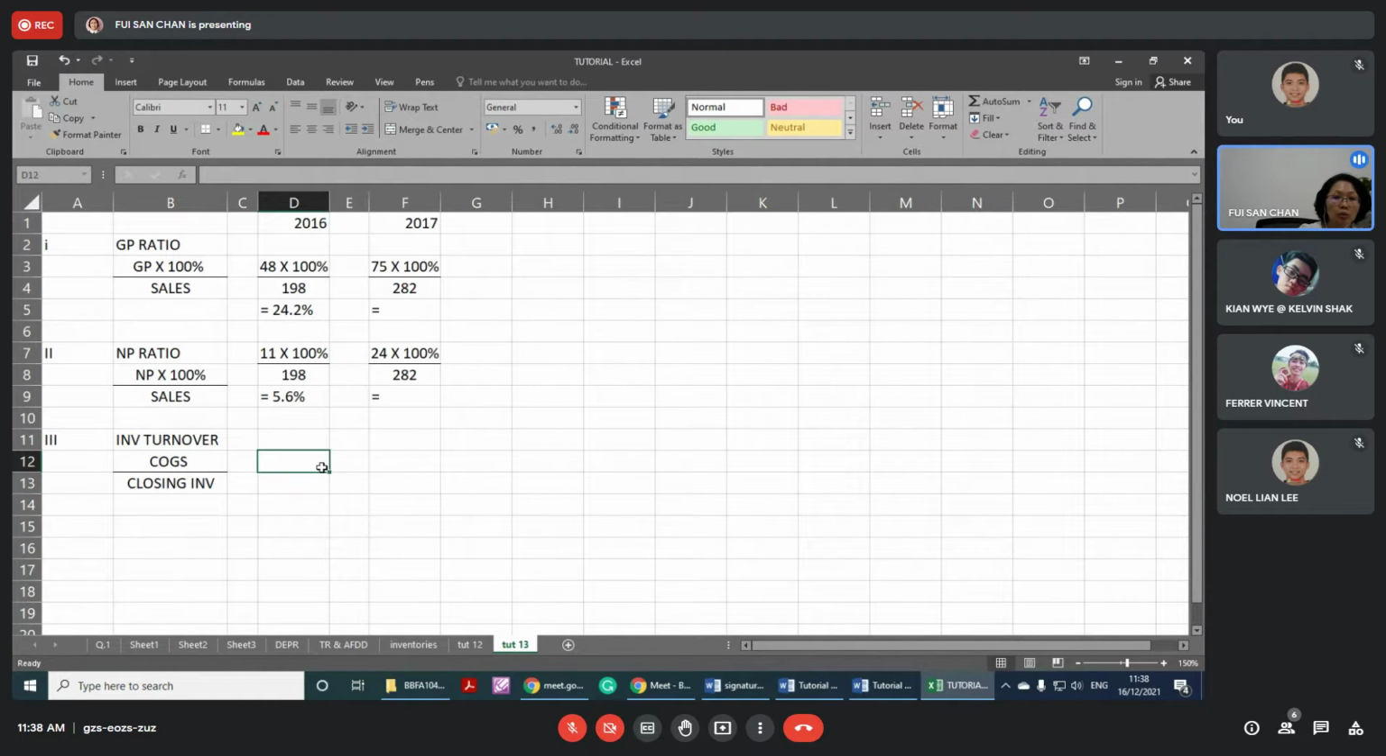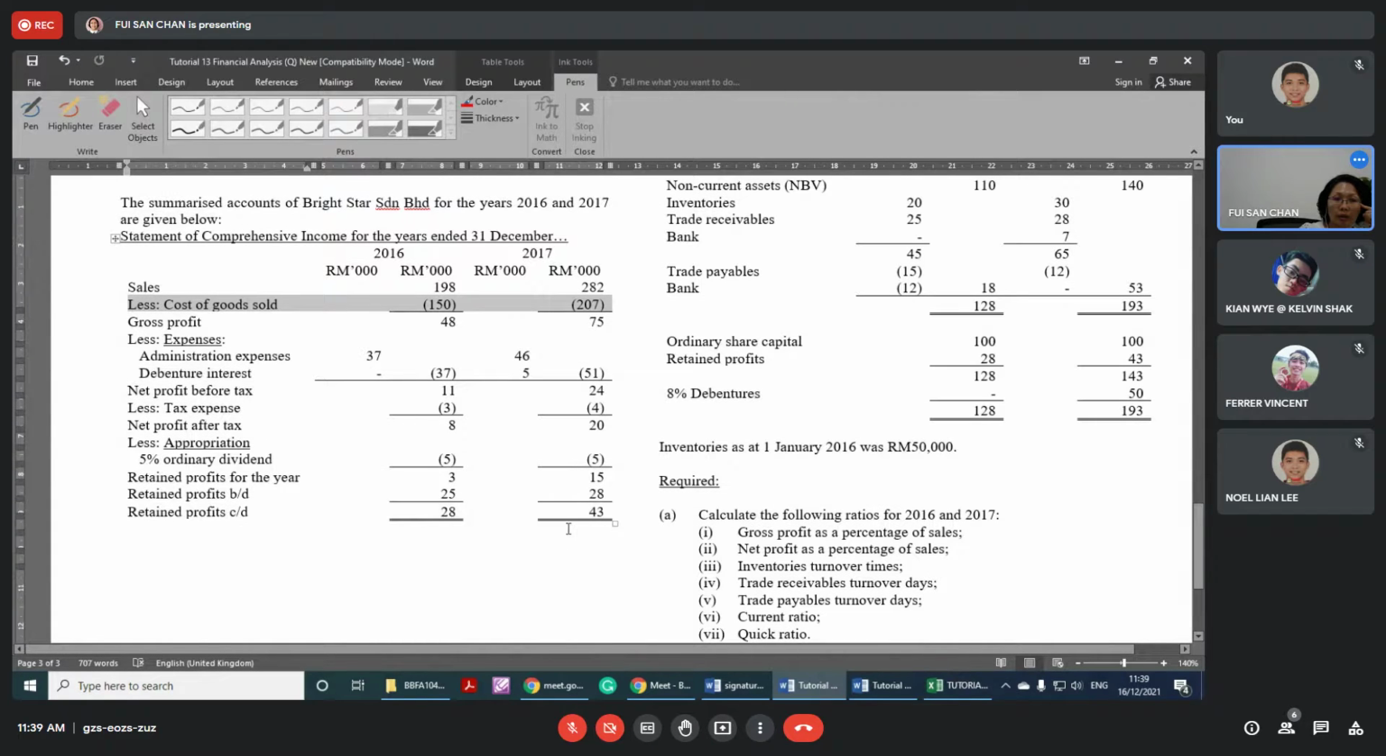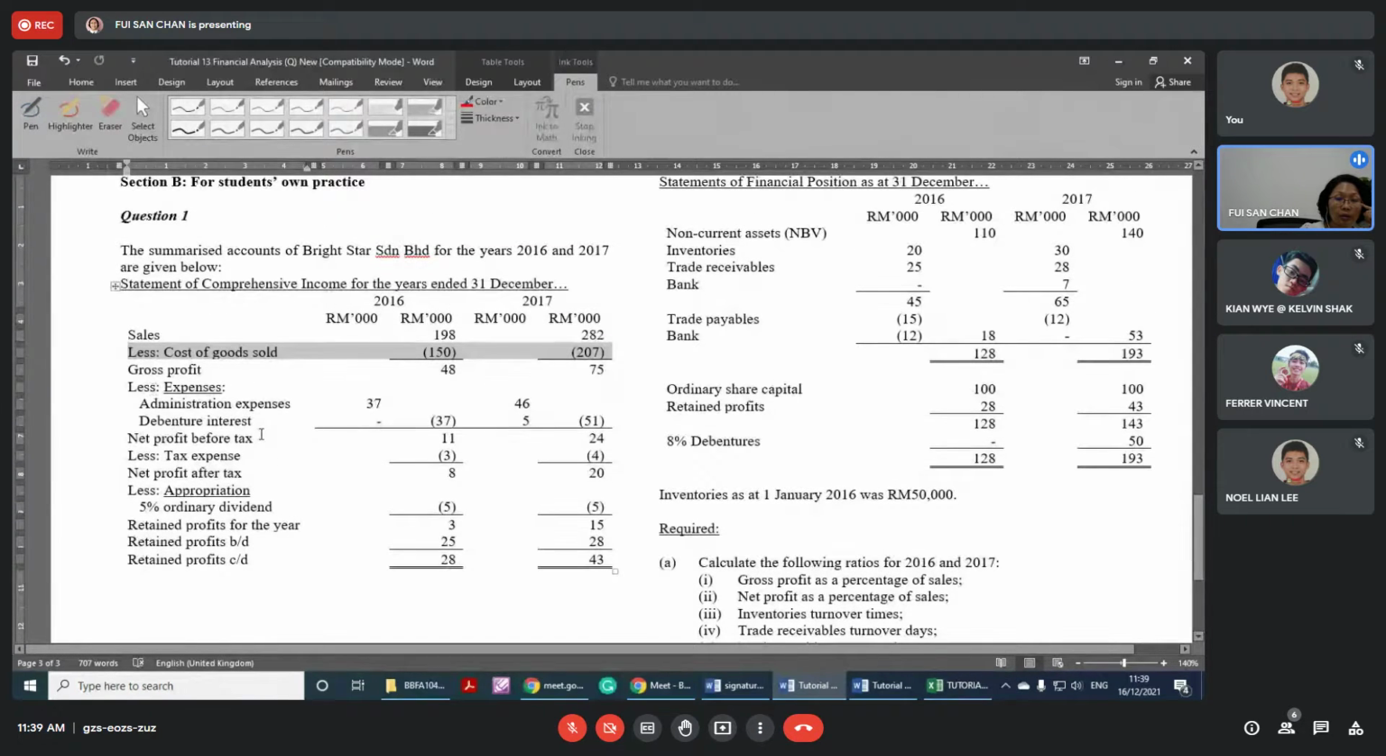Okay, so cost of goods sold. How much is your cost of goods sold? 150, divided by closing stock. Okay, closing stock. Cost of goods sold is here. Then where's your closing stock? From here you can't see closing stock, it's inside cost of goods sold. There's no breakdown.